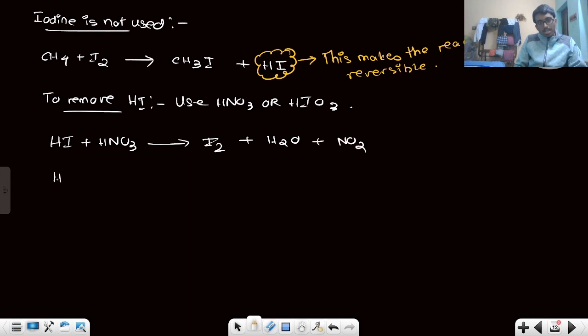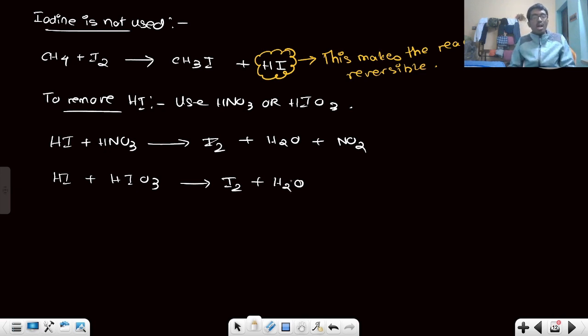And when HI reacts with HIO3, then NO2 will not come, then simply I2 and water will come. So I have to remove this hydrogen iodide because that is my disturbing element. So please remember, this is an important thing, that HI is going to make the reaction reversible. So I will not use iodine because that HI is formed by using iodine. So to remove HI again I am using another reagent.